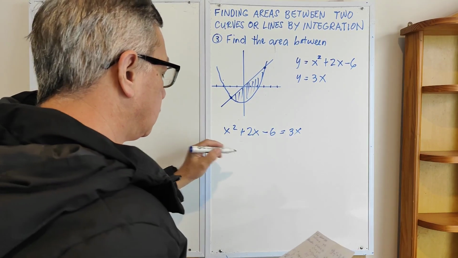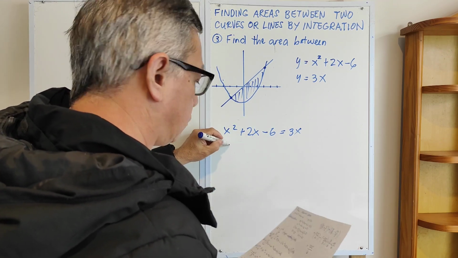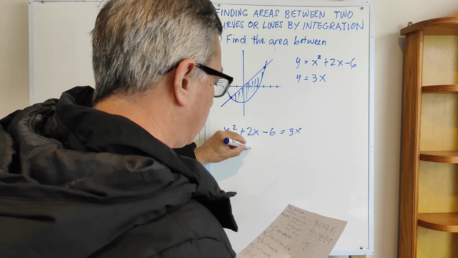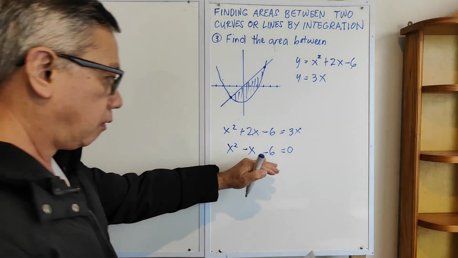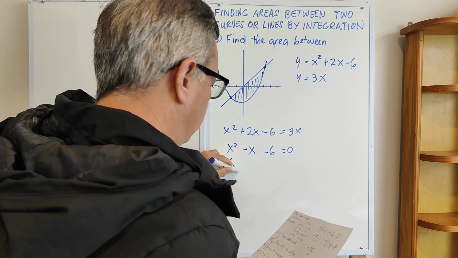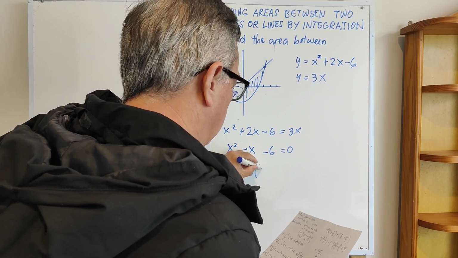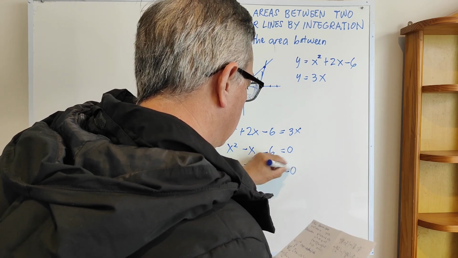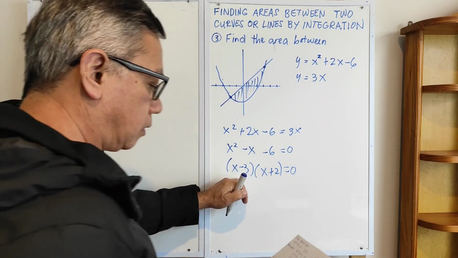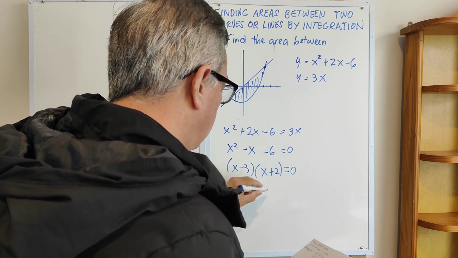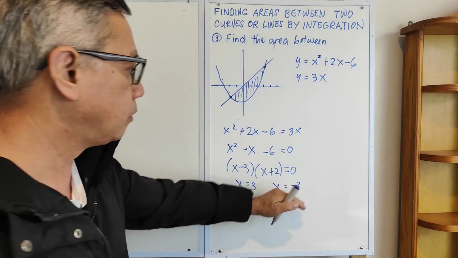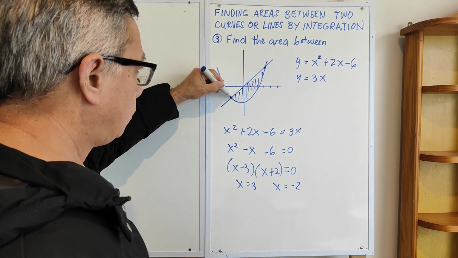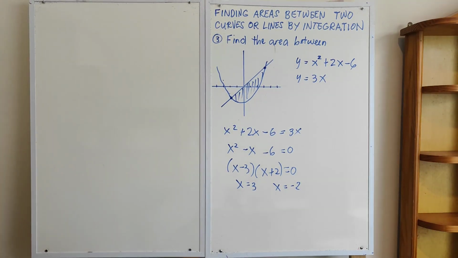Subtracting 3x on both sides, what we will have is x squared minus x minus 6 is equal to 0. Then we can factor this. It will be x minus 3 times x plus 2 is equal to 0. If we equate this to 0, x is equal to 3, and if we equate this to 0, x is equal to negative 2. So these are your two points of intersection, negative 2 and 3. So this will be our border.